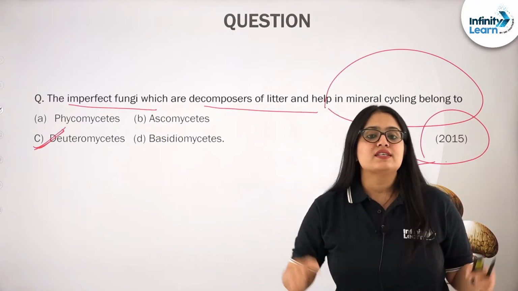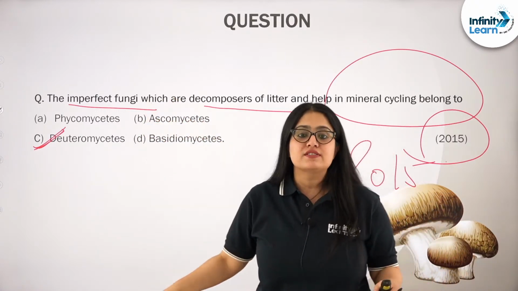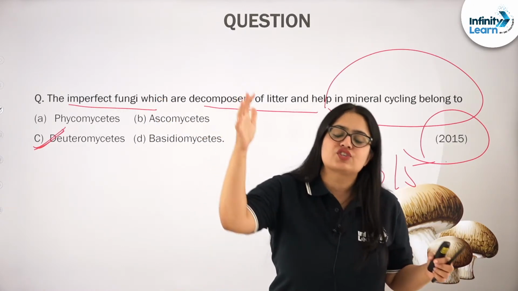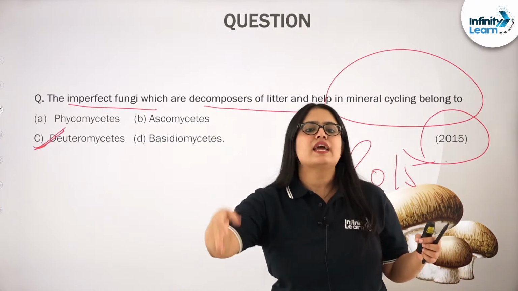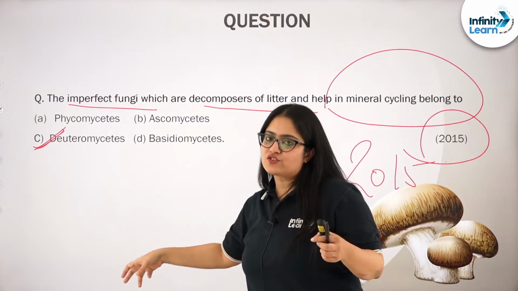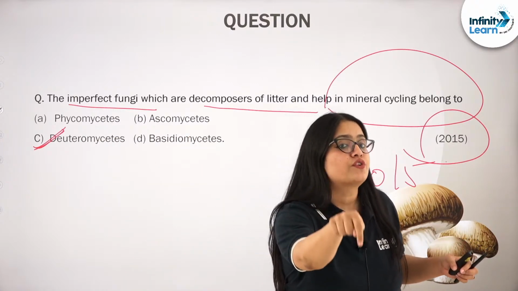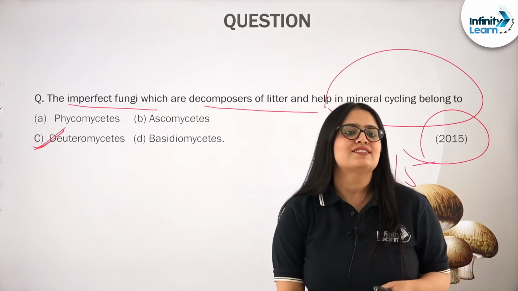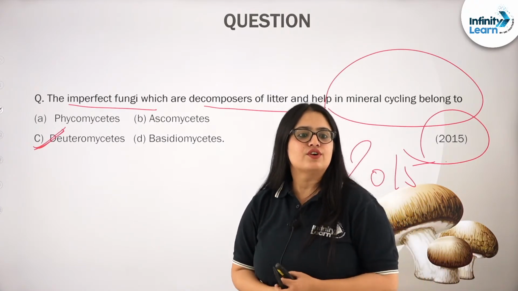Deuteromycetes are known as fungi imperfect. Why are they imperfect fungi? Because in them the mode of sexual reproduction is till date not discovered. The day it is discovered, they will be moved to either Basidiomycetes or Ascomycetes depending on the type of sexual reproduction they are showing and now even known by the scientists, right? So very good, keep it up.